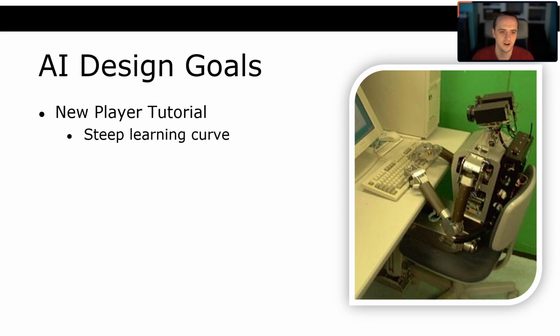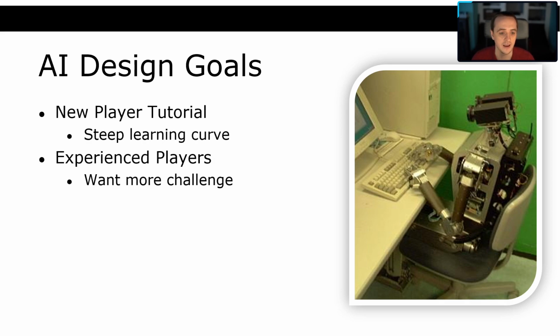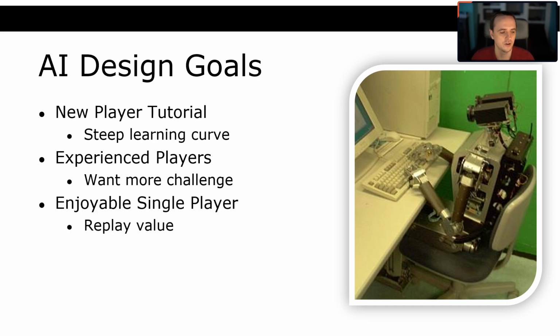So, some AI design goals. The AI should ideally provide some sort of new player tutorial. Maybe your game has a steep learning curve and the AI can help with that. Experienced players want more of a challenge, right? So you may want a really difficult setting for experienced players to keep them interested in the single player experience. If you have a good AI system, then you have better replay value, and so your game might sell more copies.